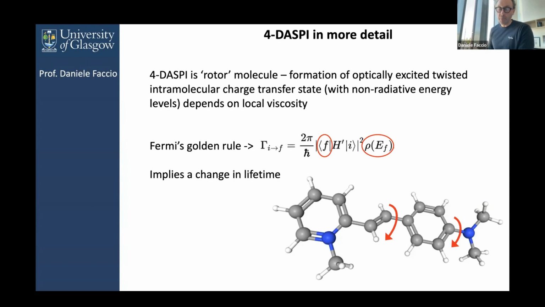The lifetime of 4-DASP is extremely sensitive. It changes by orders of magnitude when you change the viscosity. But up until now, people had only been able to use it in a very high viscous regime, for example, pure glycerol, because only then did you have lifetimes which were long enough to be measured by standard TCSPC.